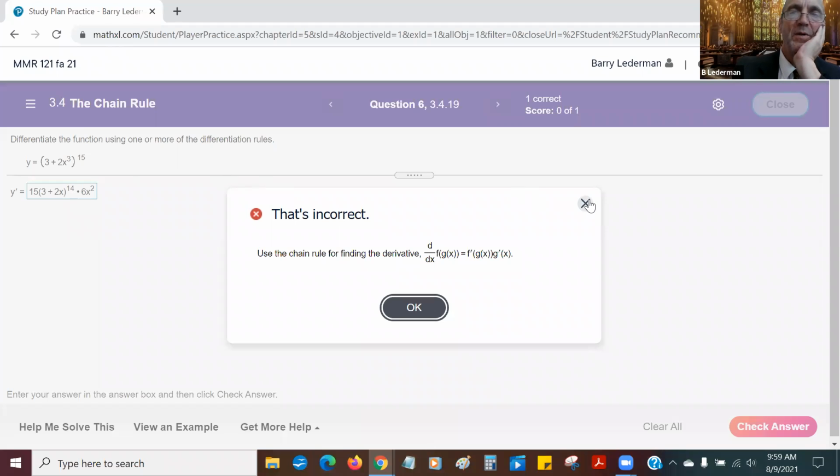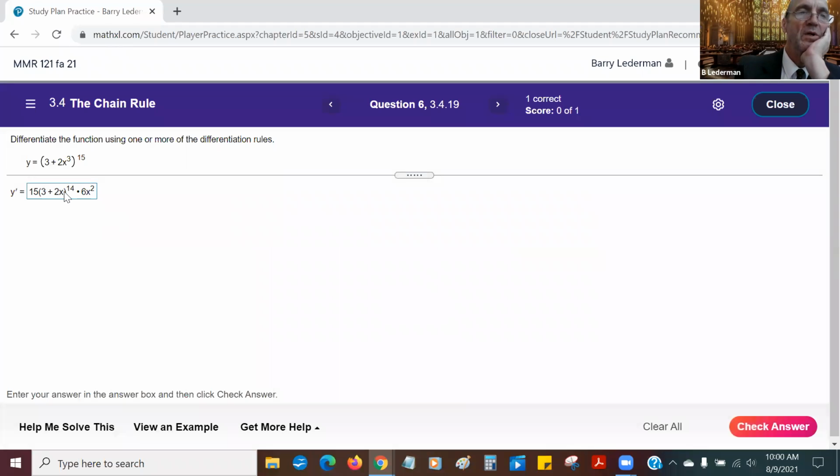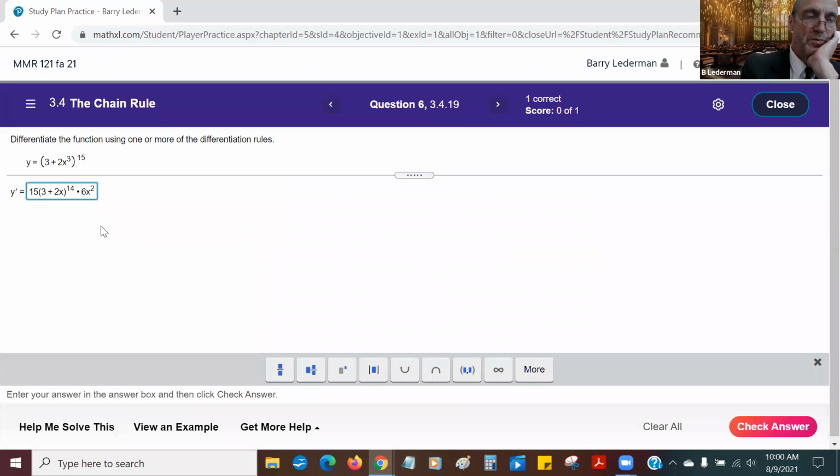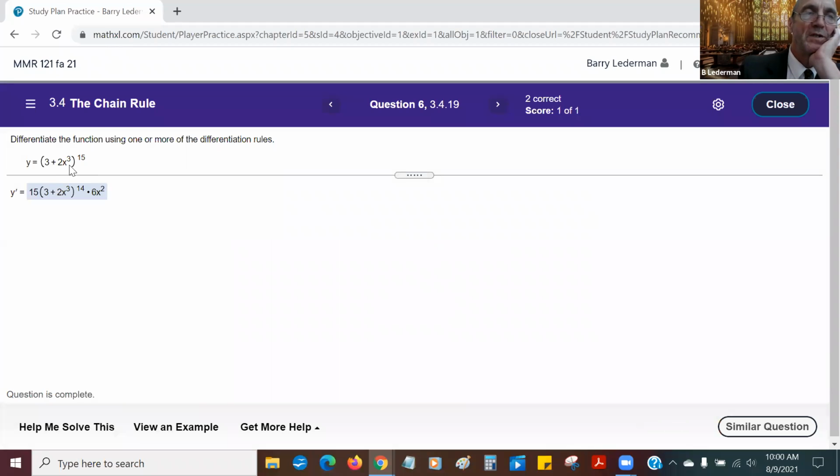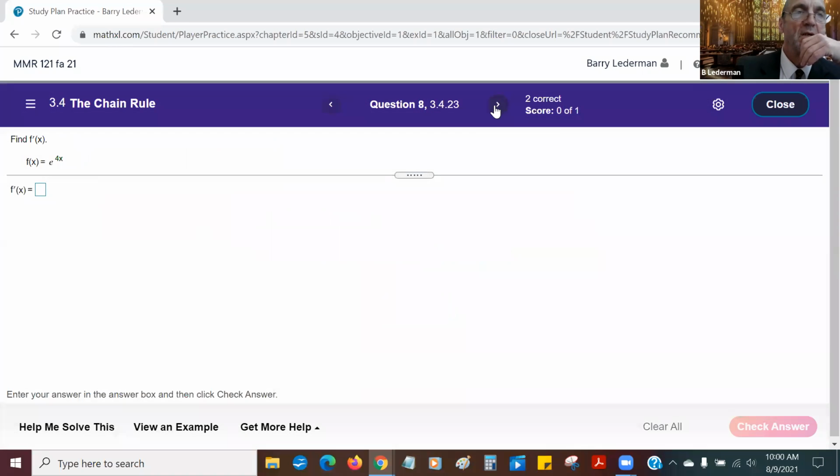Oh, I left something out. Sorry about that. That was just a typo. I left out the exponent here. There you go. I just copied it wrong. Anyway, let's try now. I just want to do a couple examples here. This is kind of the same thing.